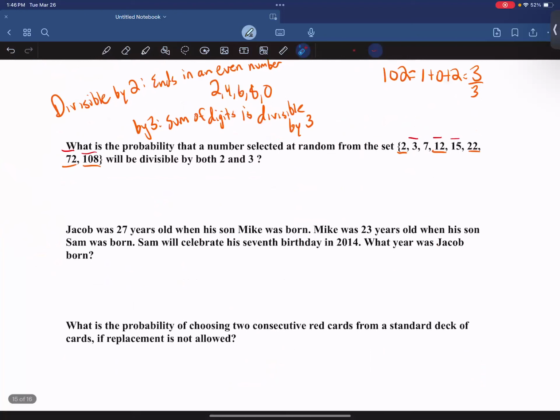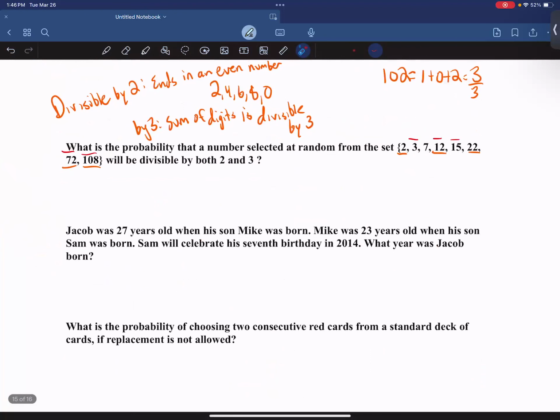Well, what are our total outcomes? Well, there's 8 of them. And then how many numbers do we have divisible by 3 and 2? Well, 1, 2, and 3. So 3/8. No real math required there, but what was required is that you know the divisibility rules of both 2 and 3. So it might be a good time to brush up on what it means to be divisible by certain numbers and how to find that.